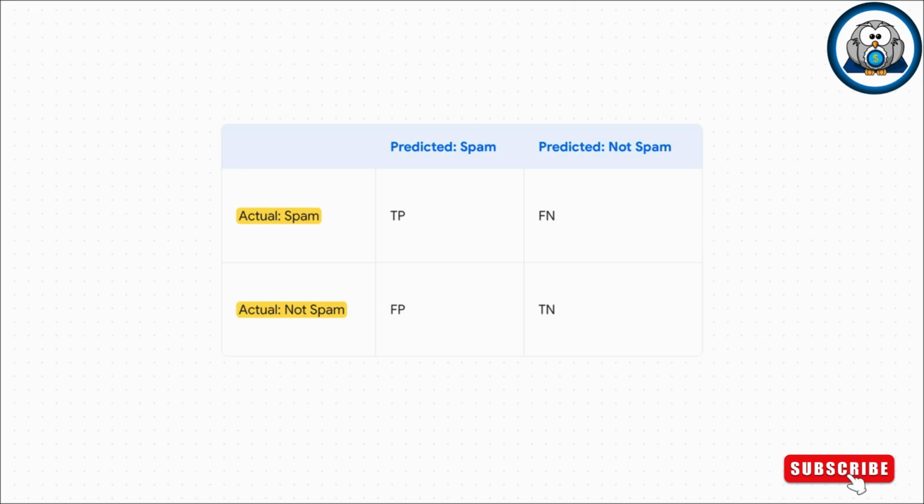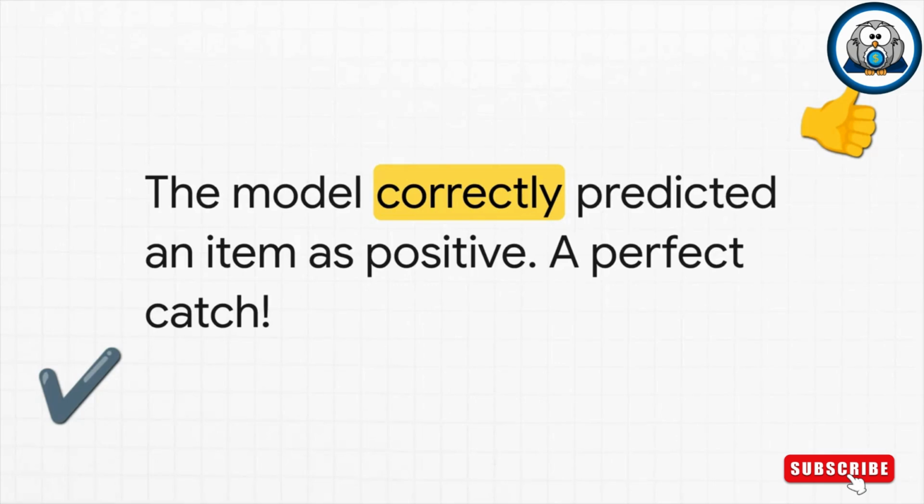Did the filter say spam when it really was spam? Did it say spam when it wasn't? It tracks every single hit and every single miss. Let's break this down box by box.